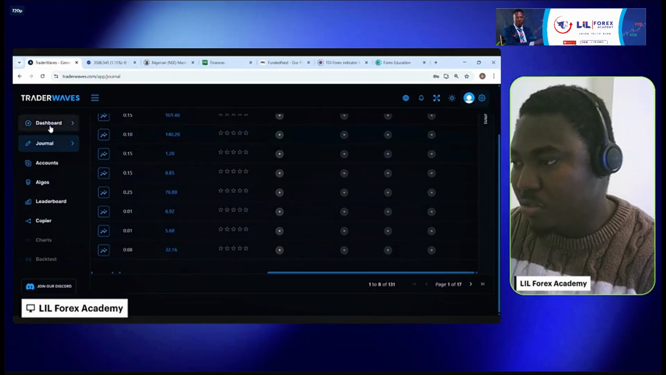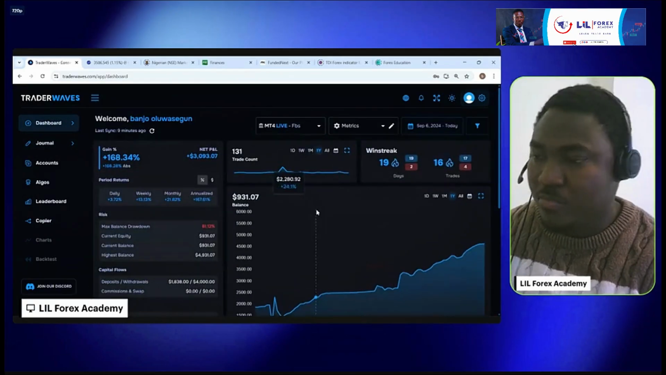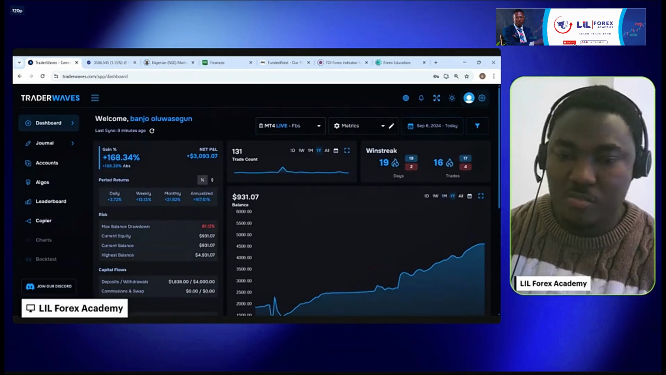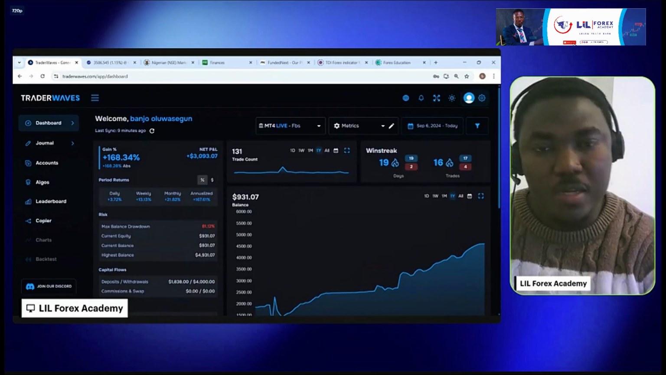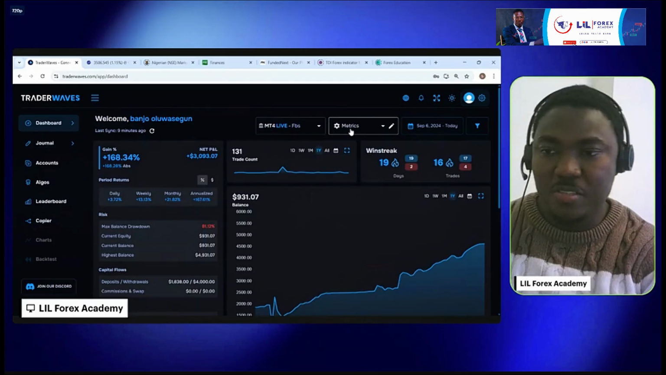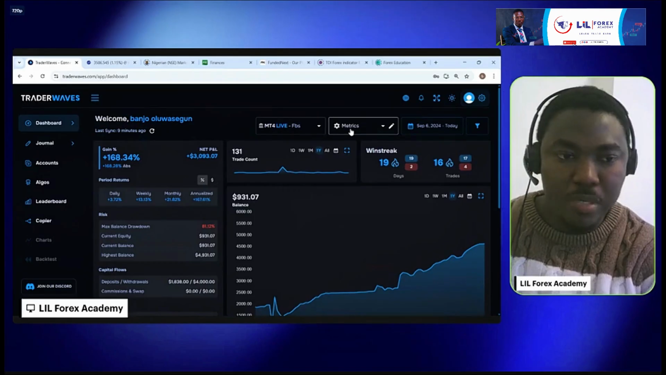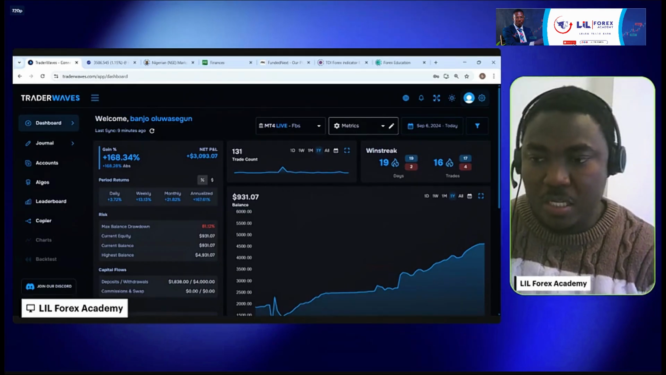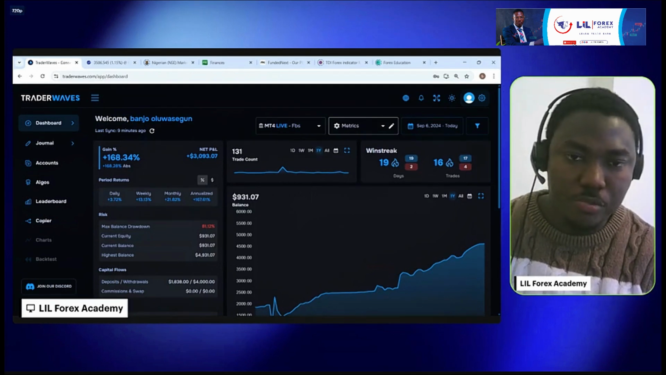So I just thought to share this tool with you. I just discovered it somewhere. I can't even remember where. And I feel you can just sign up. It's a free platform. You're not paying anybody just to have this dashboard. Then you can analyze your trades and see where you can improve.